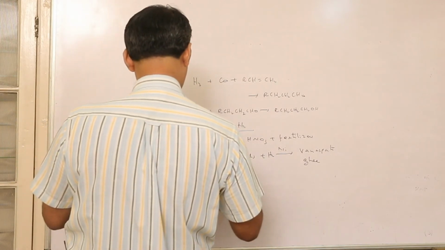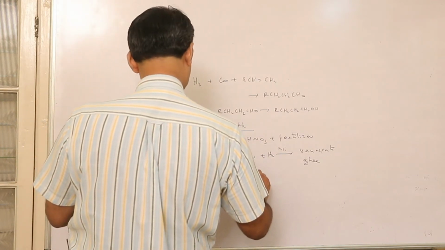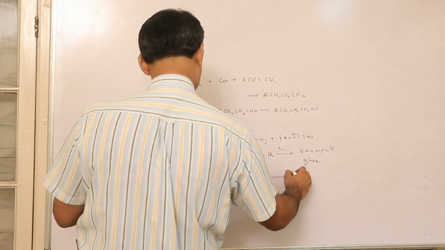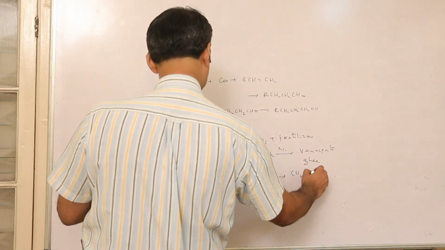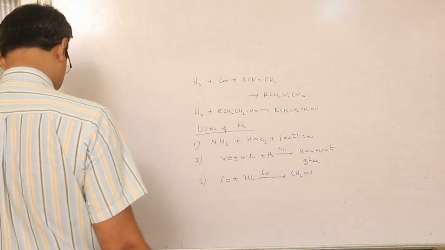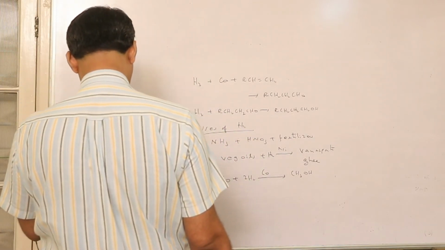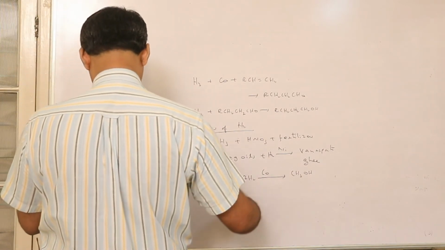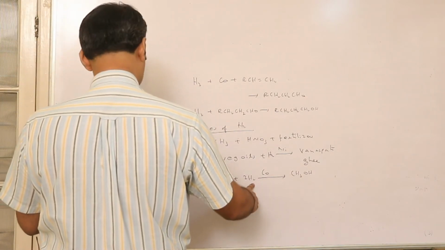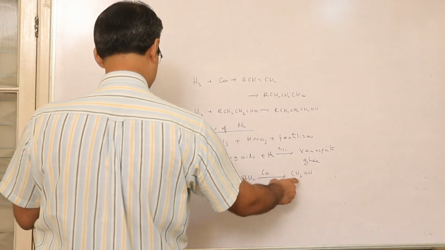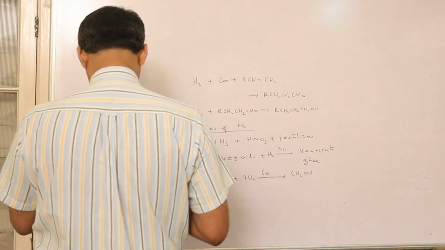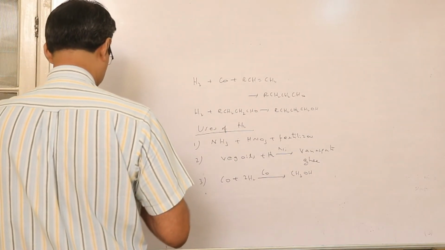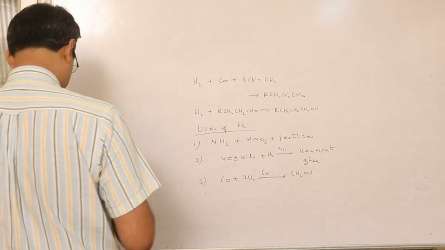Third one, it is used to manufacture methanol. This is the reaction for that, carbon monoxide plus hydrogen. This is cobalt catalyst. So these are some of the very important uses of hydrogen.